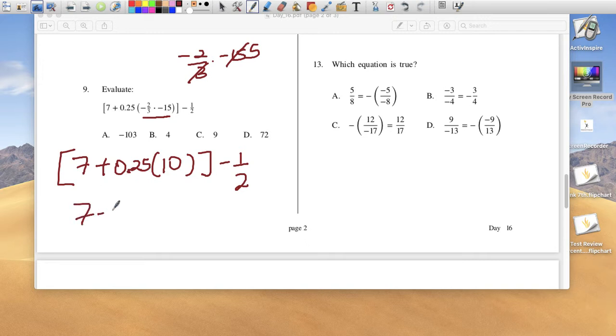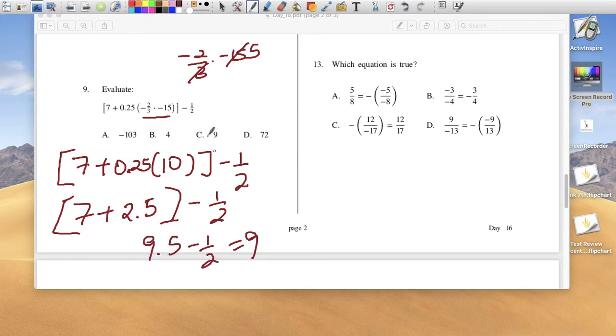Now I can do 7 plus, and 0.25 times 10 is 2.5. That's inside there, and then we have to subtract it by half. 7 plus 2.5 is 9.5, and 9.5 minus a half is just simply 9.